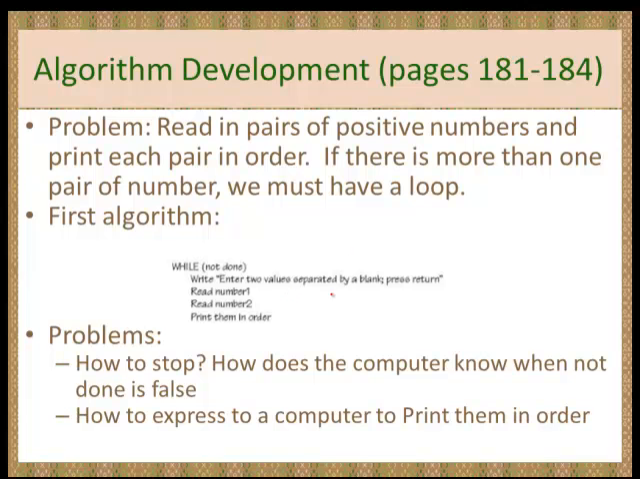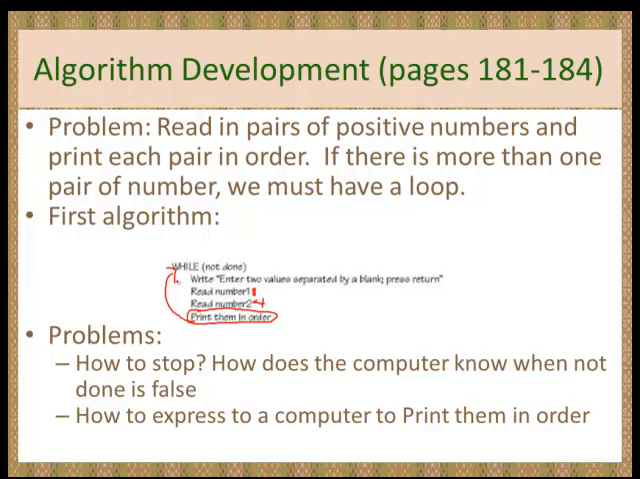So here is the first stab of the algorithm. While not done, what are we going to do? I'm going to prompt the user with a write statement to enter two values separated by a blank. So if the first number they enter is an 8, then number 1 would contain an 8. If the second number they entered was a 4, number 2 would contain a 4. And then we print them in order, so we would print a 4 and an 8. And we would loop back up.